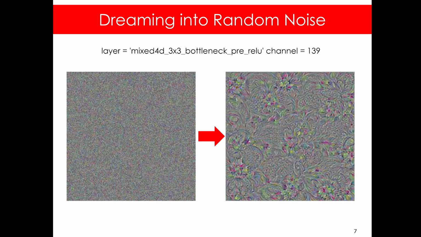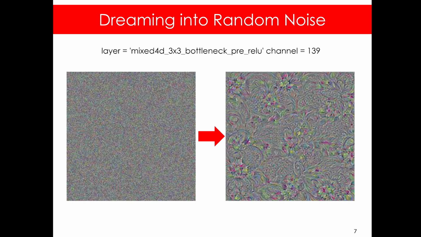Here is an example of what happened when we chose layer mixed4d with channel 139, and we wanted to maximize the activations of the neurons on that layer starting from random noise. As you can see, after some iterations with gradient ascent, we can start to see these flower-like patterns in the image. This image is still very noisy. It has many high-frequency components.